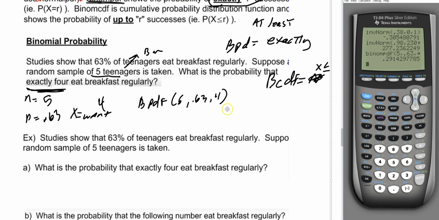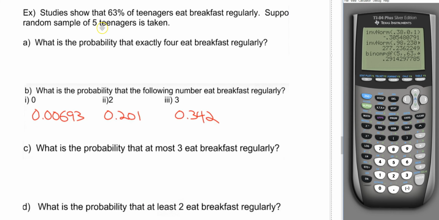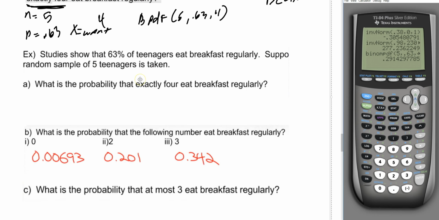About 29%. Next one. Studies show that 60% of teenagers eat breakfast regularly. So same study. Suppose that a random sample of 5 teenagers is taken. What's the probability exactly 4 eat breakfast regularly? Wait, we did that already. 0.29.